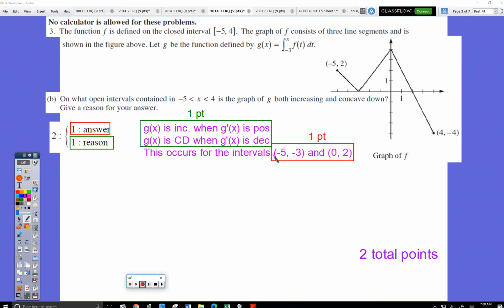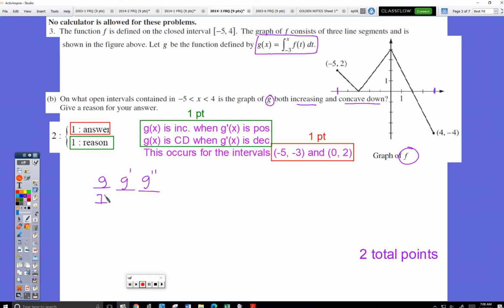Okay, what open intervals from -5 to, so from here to here, is G. Remember, this is G. Don't get mixed up. Slow and careful. This is F. Increasing and concave down. So Danica's chart, G, G prime, G double prime.